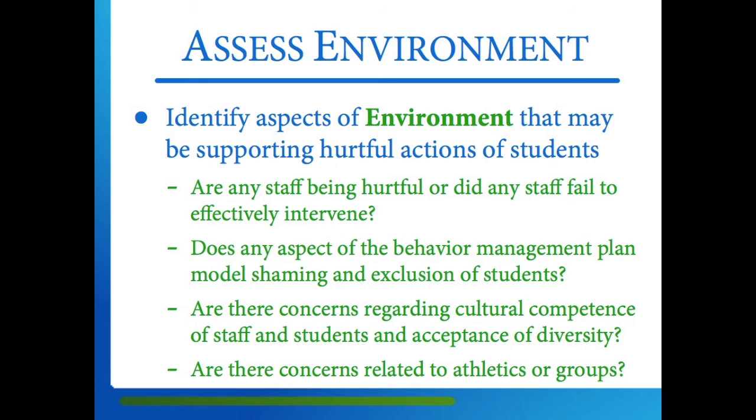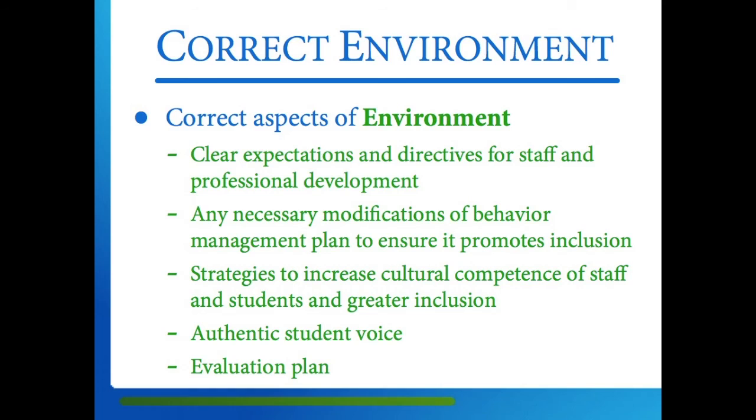All of these issues need to be considered, and an action plan needs to be developed to address any identified concerns. Correcting aspects of the environment may require clear expectations and directives for staff, as well as professional development. Necessary modifications to the behavior management plan to ensure that it promotes inclusion. Strategies to increase cultural competence of staff and students and greater inclusion. Authentic student voice, and an evaluation plan.